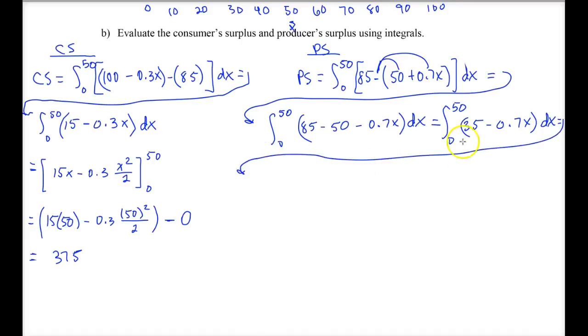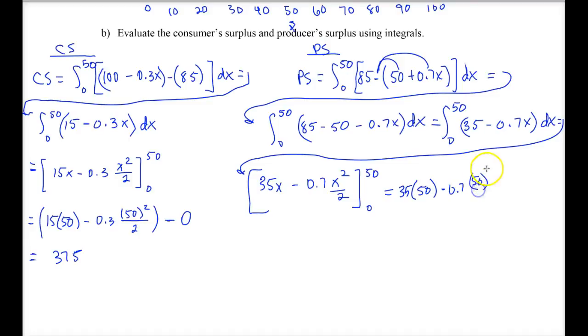So now we'll finish everything up. So the antiderivative of 35 is just 35x. The antiderivative of x is just x squared divided by 2. And of course, you see that we ignored the constant there. And we're going to do that from 0 to 50. So of course, this will be 35 times 50 minus 0.7 times 50 squared divided by 2. And that goes whenever we evaluate 50 in. And of course, just like last time, whenever we evaluate the antiderivative at 0, we just get 0.